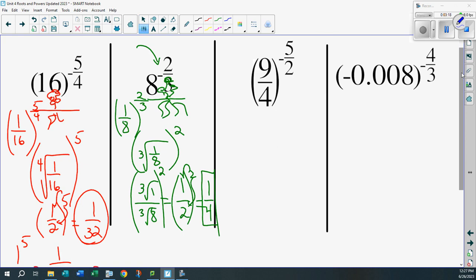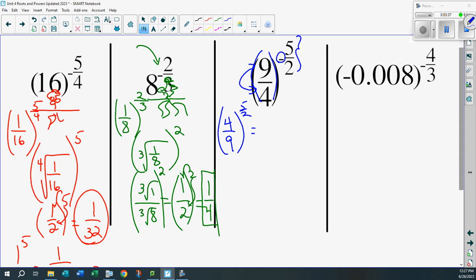Oh, okay, let's have some more fun. Here we go. There's the negative. That means these two get flipped. This becomes 4 over 9 to the power of 5 over 2. Remember that you only flipped this guy. You don't flip this, right? Leave it as 5 over 2.